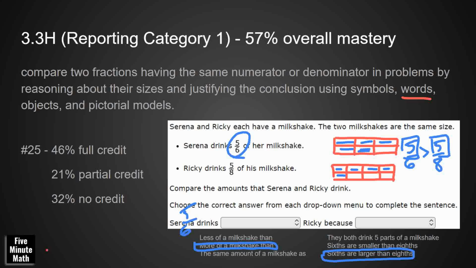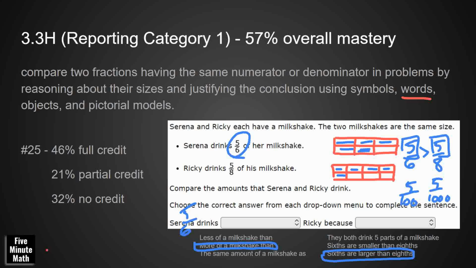And how do we know that sixths are larger than eighths? Because they're both out of the same whole. And if I cut something into 6 pieces, those pieces are necessarily going to be larger than cutting that same whole into 8 pieces. Because imagine if I cut it into 100 pieces, or 1,000 pieces. You realize how tiny those pieces are going to be?